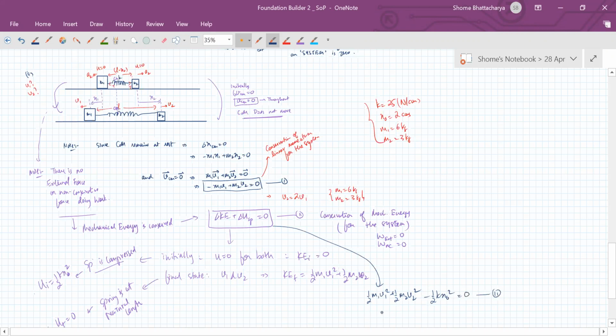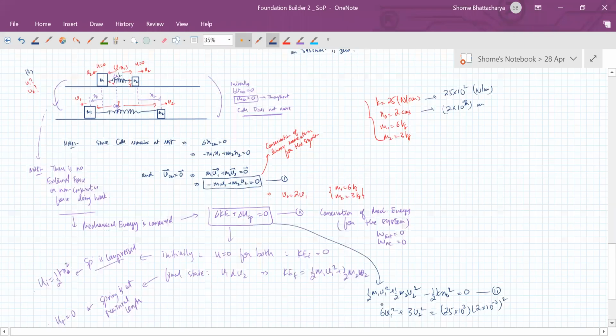Okay. So when we substitute the values, you can cancel off the half throughout anyway. So you will have 6v1 square plus 3v2 square is equal to, half is anyway cancelled out, 25 into 10 raised power 2, because we'll have to convert this to SI unit, newtons per meter, okay, into x naught square. So x naught also you'll have to convert to meters. Okay. So 2 into 10 raised power minus 2 square.